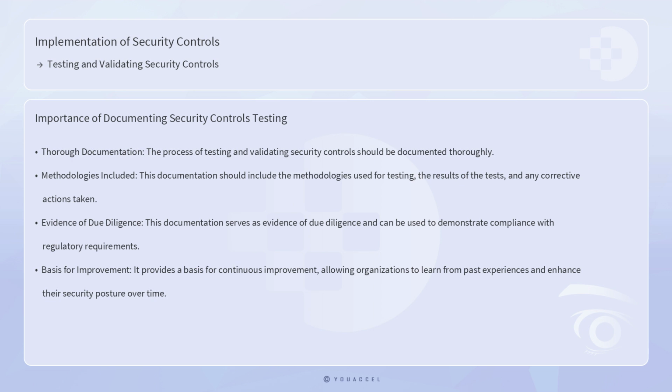The process of testing and validating security controls should be documented thoroughly. This documentation should include the methodologies used for testing, the results of the tests, and any corrective actions taken. This documentation serves as evidence of due diligence and can be used to demonstrate compliance with regulatory requirements. Furthermore, it provides a basis for continuous improvement, allowing organizations to learn from past experiences and enhance their security posture over time.